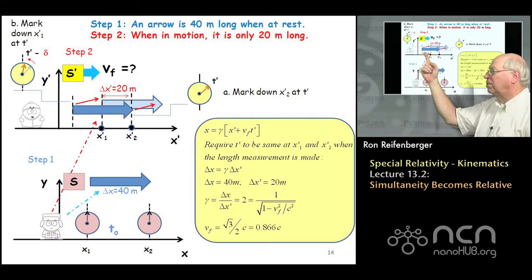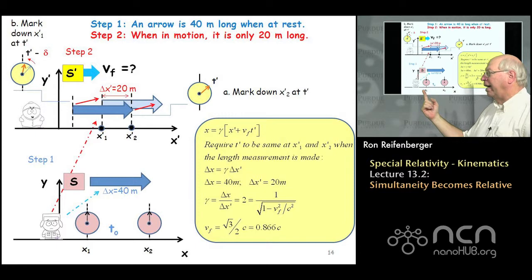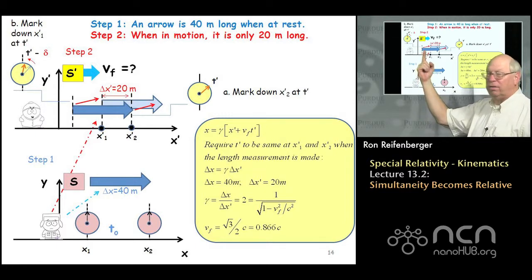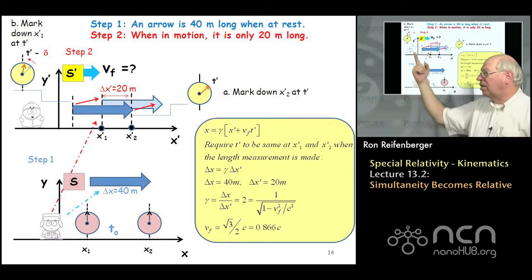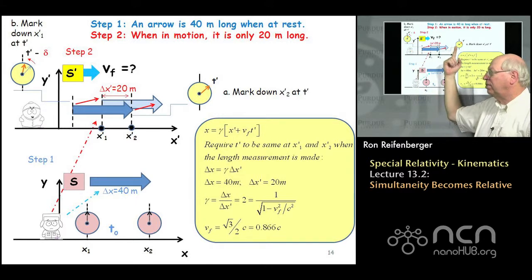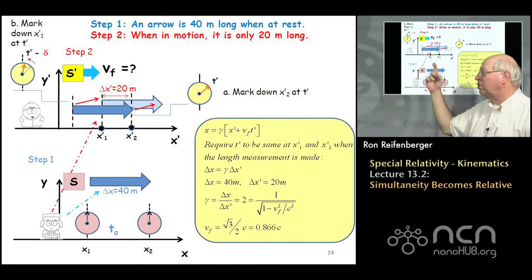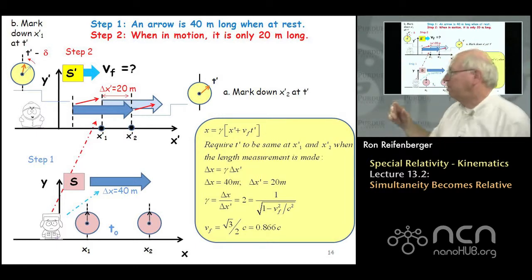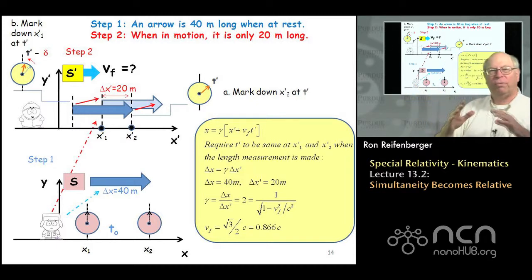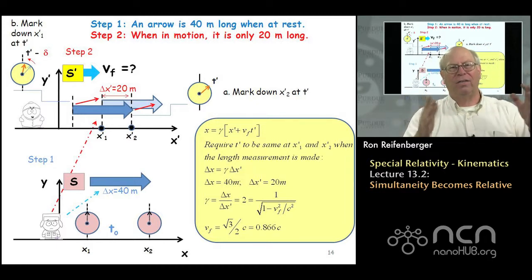So he looks and he says, oh, the back end of the arrow is here. And so he's going to put a mark down on his ruler that says this is where the back end of the arrow is located. But he looks at the clock, and the clock is not synchronized with this clock because this whole reference frame is in motion. So in fact, the clock located at this point, which is where the back end of the arrow is, reads some time t prime minus delta. So this observer says, oh, I can't make a measurement yet because it's not at exactly the same time.